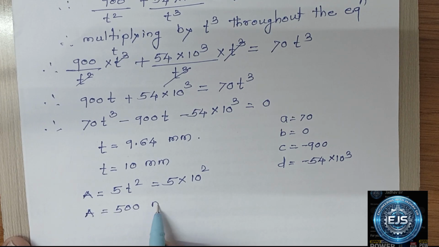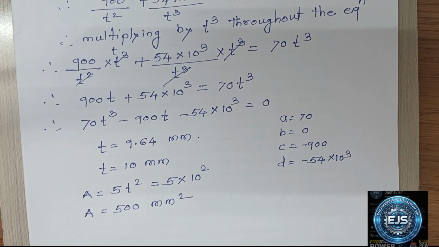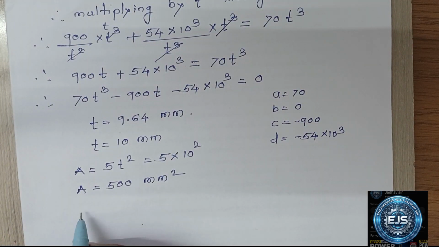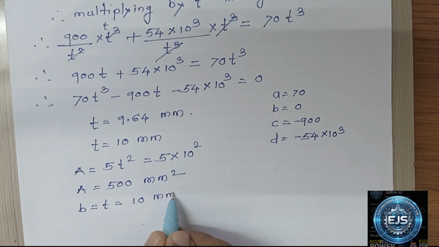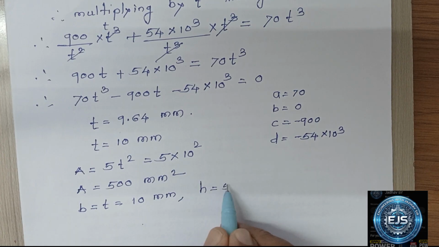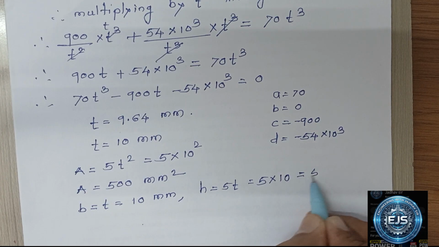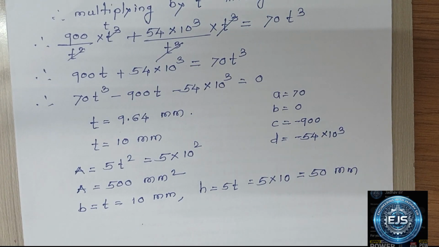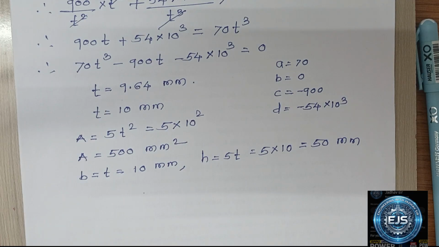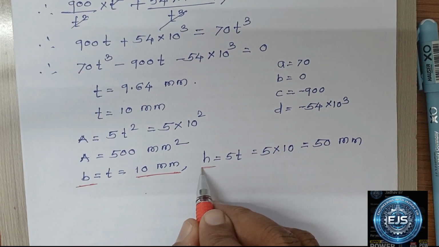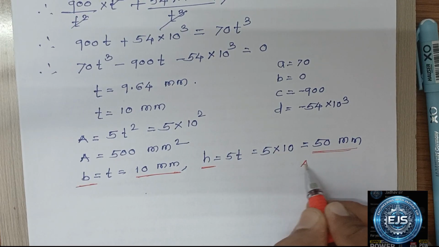In the problem it is asked to find out the dimensions. So the dimensions are: width is t and depth is 5 times t. So width b is equal to t, and that is equal to 10 mm. Width is 10 mm and depth is 5 times t. So 5 into 10, that is 50. 50 is the depth of this section. So these two are answers. Width is 10 mm and depth h is equal to 50 mm. This is our first answer.